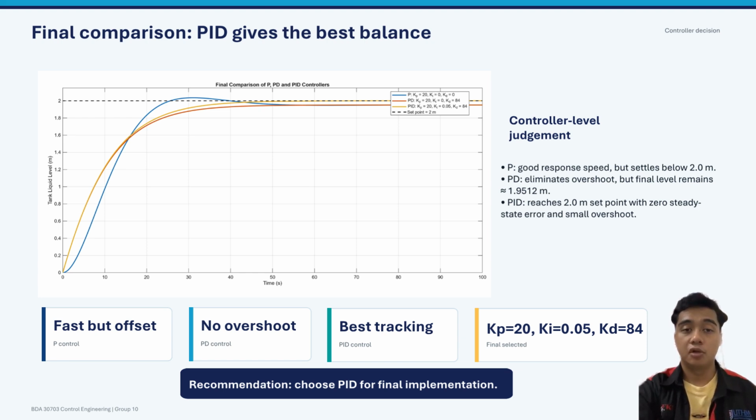In conclusion, all project objectives were successfully achieved. Although the open-loop system is stable, its 400-second time constant makes it too slow for practical use. While P and PD controllers improve performance, they could not eliminate steady-state error. The PID controller proved to be the best solution, achieving the 2-meter set point with zero steady-state error, a settling time of 38.75 seconds, only 0.1% overshoot, and guaranteed stability. This ensures a reliable and efficient water supply system while preventing pump dry runs and reducing manual errors. That's all from me. Thank you.